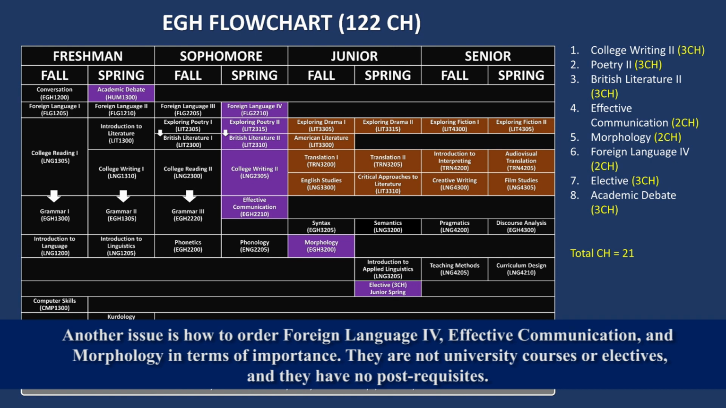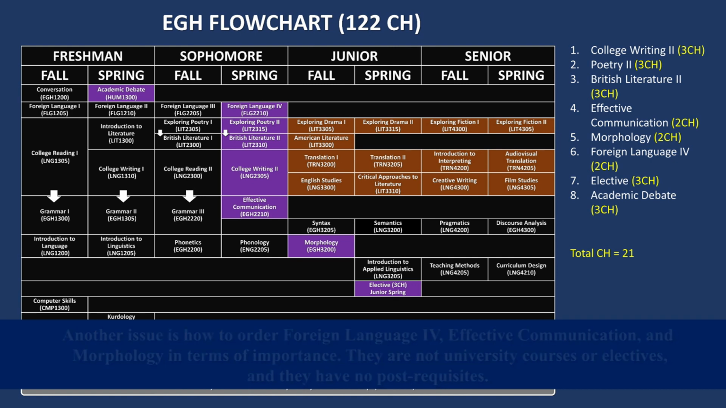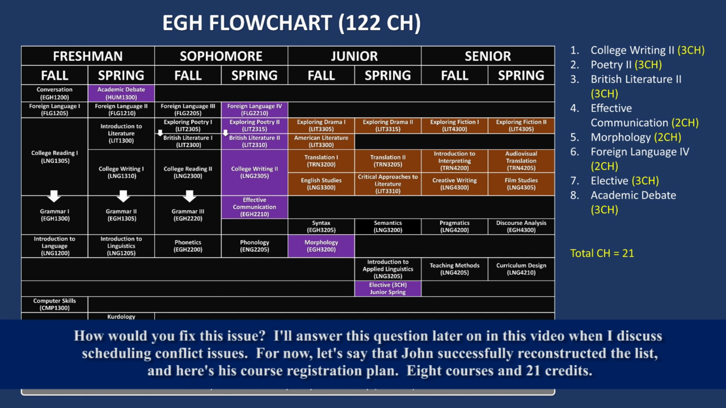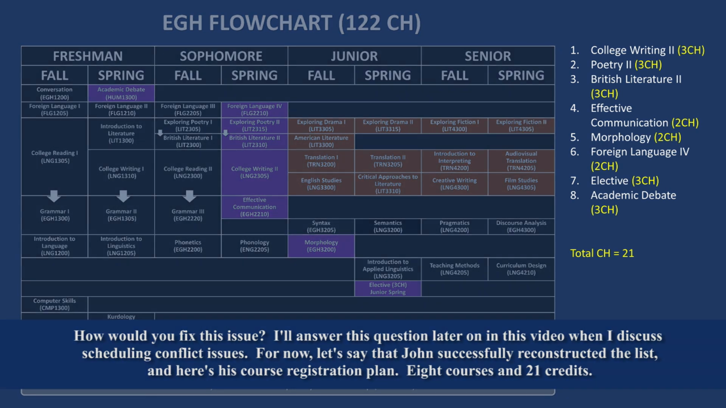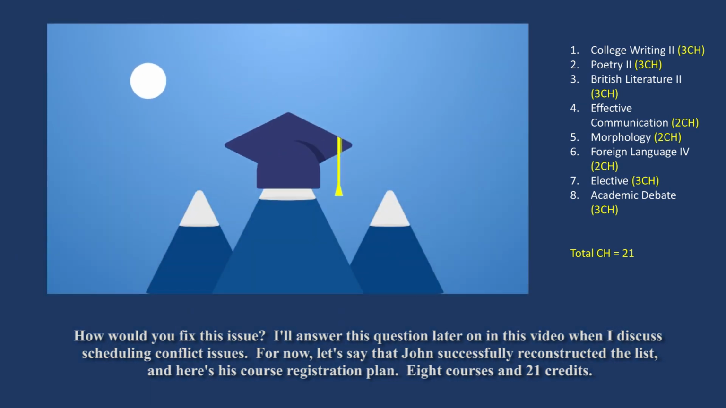Another issue is how to order Foreign Language 4, Effective Communication, and Morphology in terms of importance. They are not university courses or electives, and they have no postrequisites. How would you fix this issue? I'll answer this question later on in this video when I discuss scheduling conflict issues. For now, let's say that John successfully reconstructed the list. Here's his course registration plan, 8 courses and 21 credits.